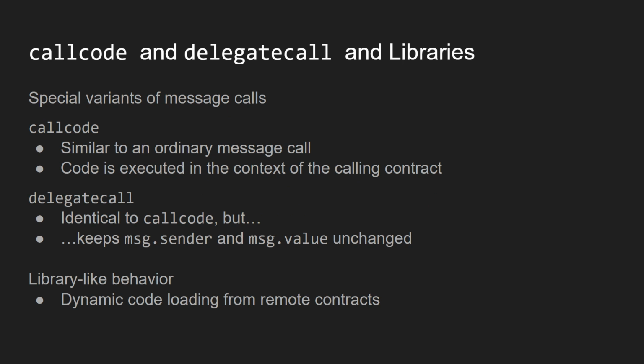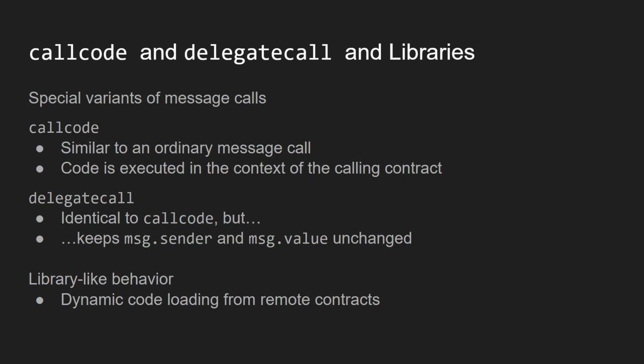Here we have a section on special variants of message calls. The first one is called callcode, which is its mnemonic, and in documentation you can also find it as an operation code. Callcode is similar to an ordinary message call. However, the difference is that, as opposed to an ordinary message call, here the code of the called contract is executed in the context of the calling contract. So it works as if we copied the code from this other contract and pasted it in our contract and ran it here. It works like we have it, not like we called it from somewhere else.